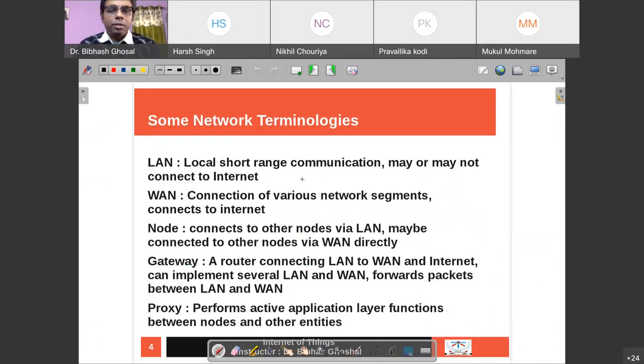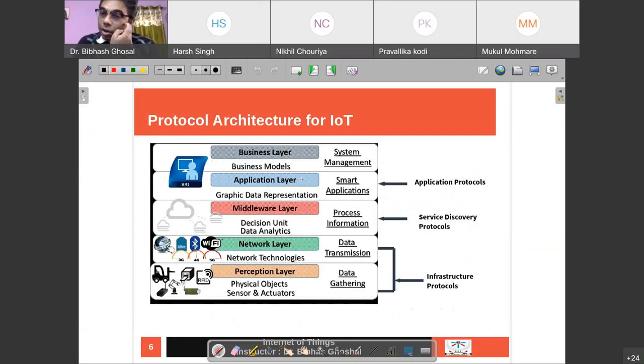So far in the previous two lectures, we have been discussing the infrastructure protocols. As you know, the protocols that are used in an IoT ecosystem can be divided into primarily three categories: the ones which we called infrastructure protocols, then the service discovery protocols, and finally the application protocols. So we are currently talking about the infrastructure protocols.